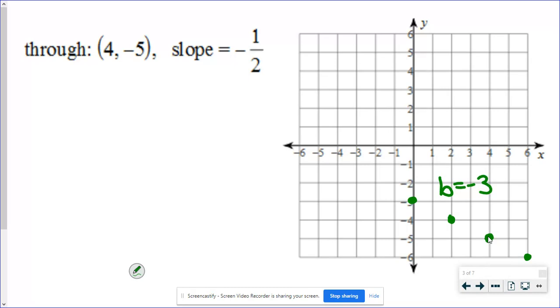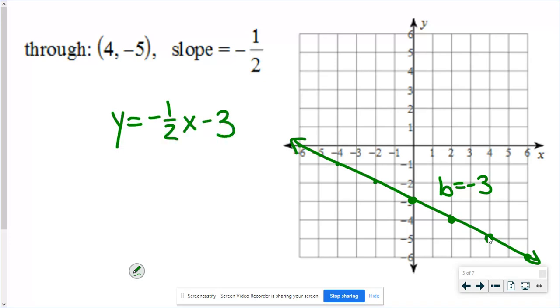As I said when we were doing these lessons, I really don't care if you graph a nice line for me. The graph is really kind of just what you're using to show your work to find that y-intercept. So I know my slope is a -1/2, and my y-intercept is -3.